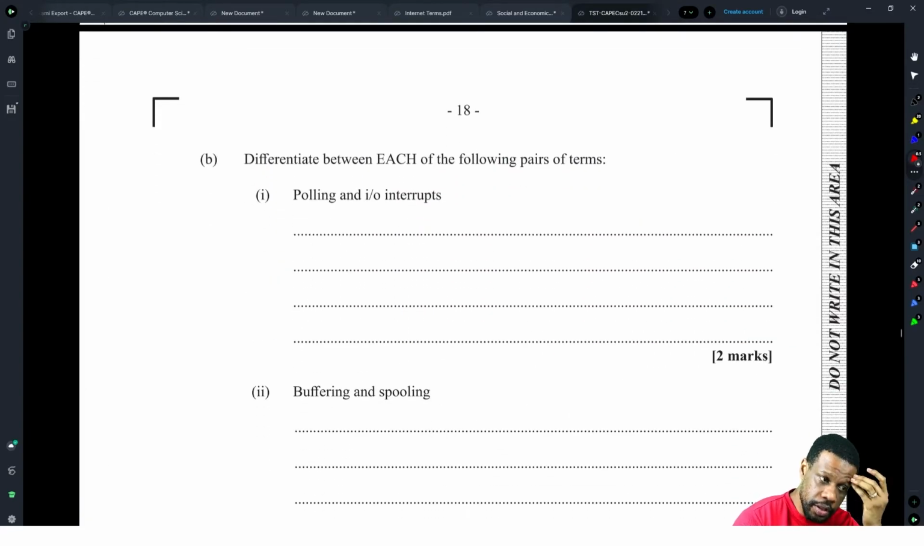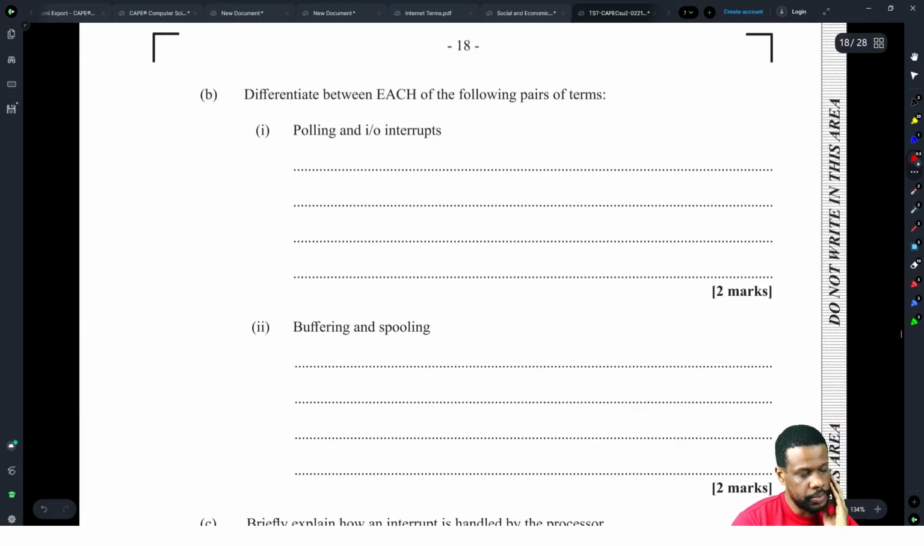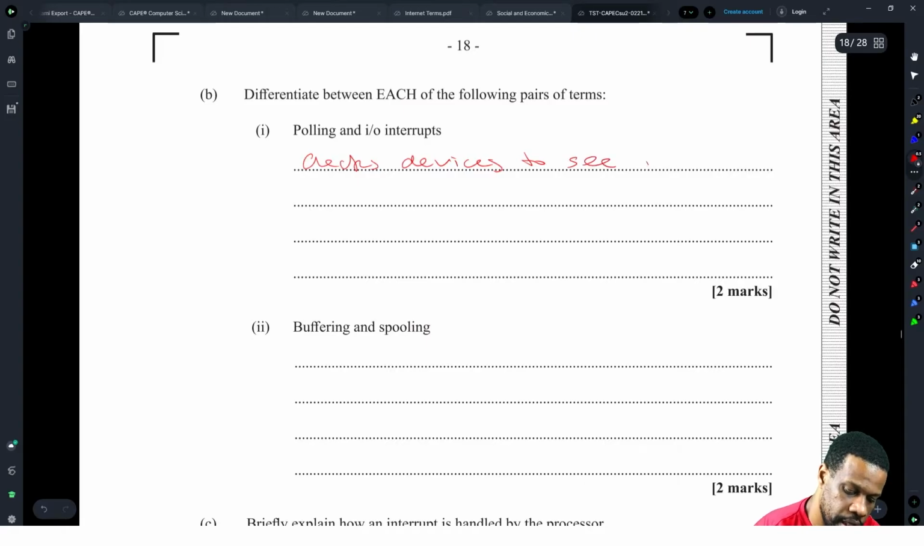Differentiate between each of the following pairs of terms: polling and interrupts. Okay, polling checks devices to see if they need CPU time. Interrupts send messages when they need CPU time.